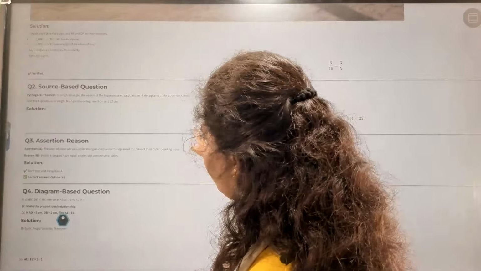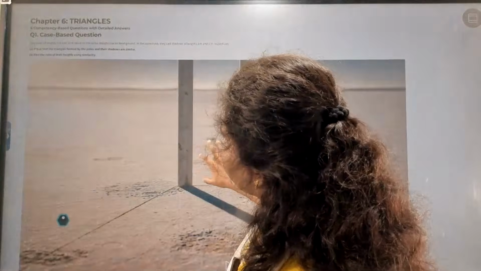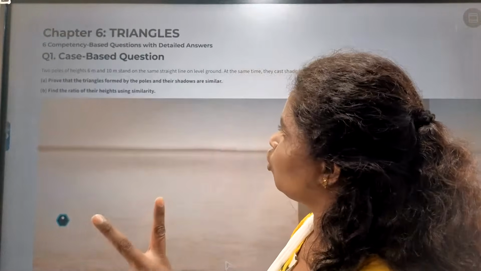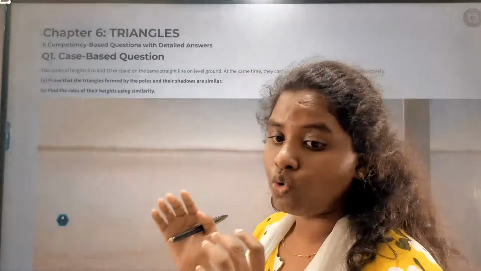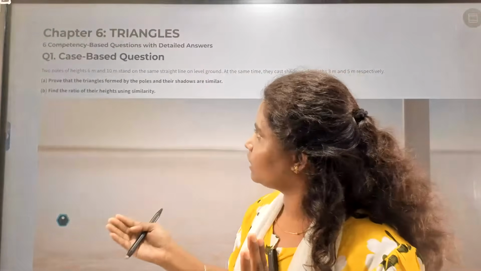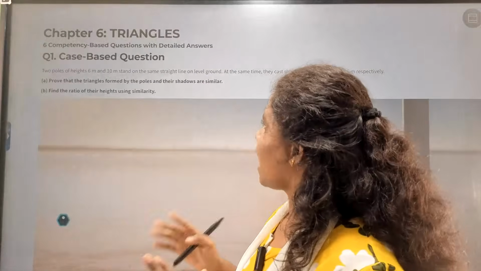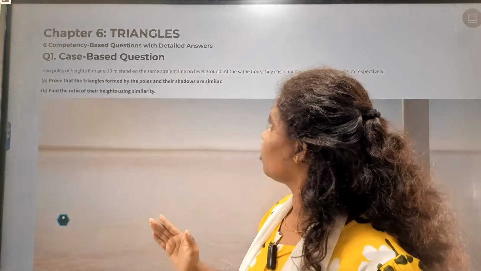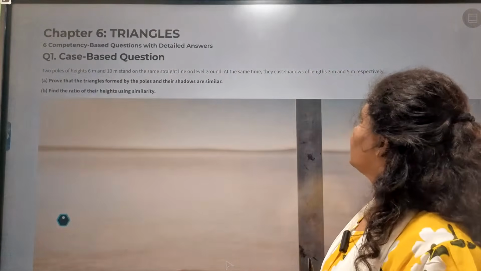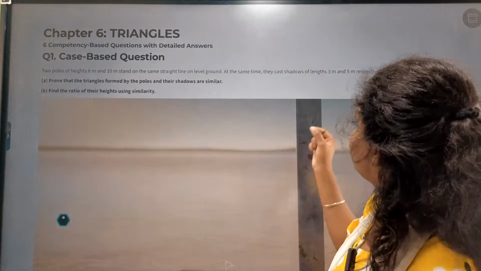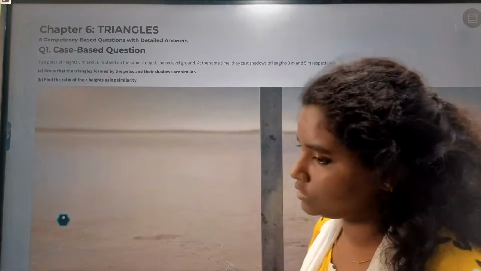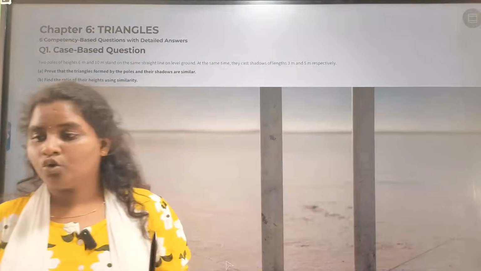See, shall we try one question? Here is the case based question, right? Two poles of heights 6 meter and 10 meter stand on the same straight line on the level ground. At the same time, they cast shadows of length 3 meter and 5 meters. So it's case based. First we have to frame two triangles.